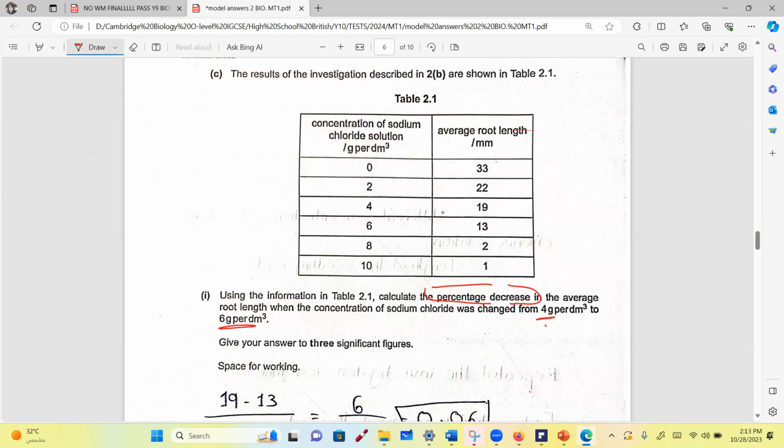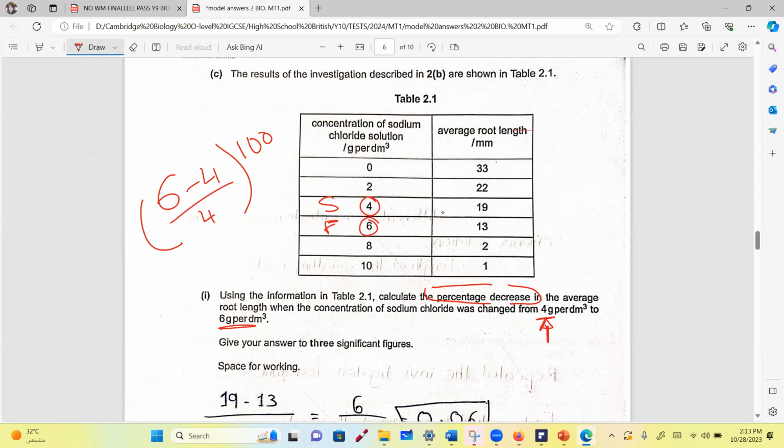So 4 is the starting or the final? Starting, okay. So 4 is the starting. And 6 is the starting or the final? The final. Some students did this: 6 minus 4 over 4 times 100. Unfortunately, they lost the mark, even though the steps are correct.